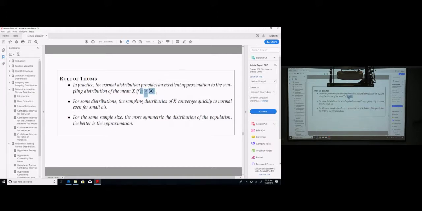The whole thing is to ask yourself this: is the distribution of the population likely to be symmetric about the mean? If it is the case, then you don't need a very large sample size. If it is very skewed, like in the later slides, then you will need a larger sample size to correct the skewness because the normal distribution is symmetric.